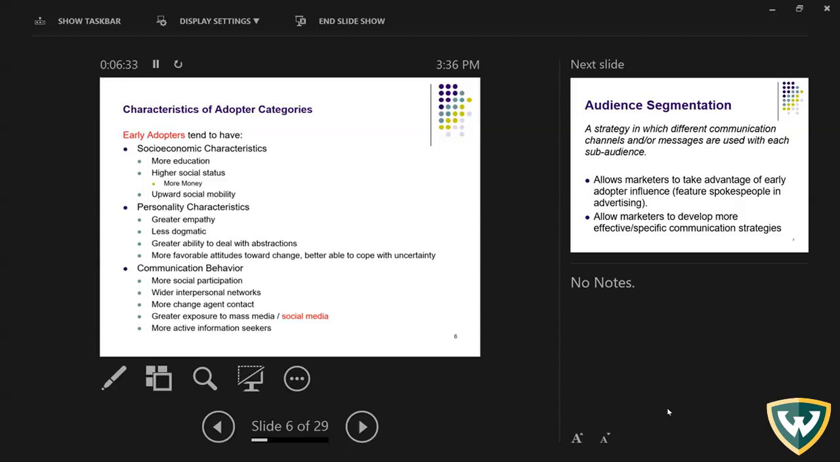Personality characteristics: greater empathy, less dogmatic, greater ability to deal with abstraction, more favorable attitude towards change, better able to cope with uncertainty. So this is a really big one, okay? Uncertainty, risk. Those in the earlier adopter categories have a higher tolerance for risk. And again, we can kind of equate that more to things like socioeconomic status, right? I can take more risks. I have more money, and so therefore I don't worry so much.